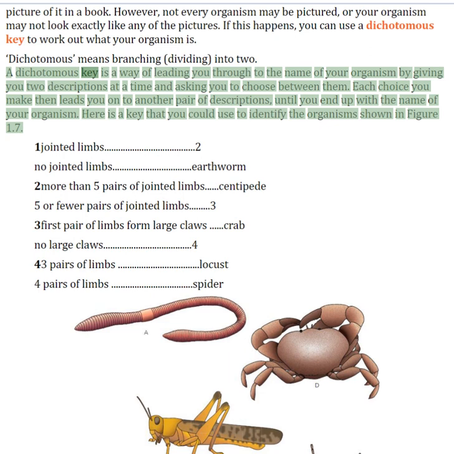A dichotomous key is a way of leading you through to the name of your organism, by giving you two descriptions at a time and asking you to choose between them. Each choice you make then leads you on to another pair of descriptions, until you end up with the name of your organism. Here is a key that you could use to identify the organisms shown in figure 1.7.